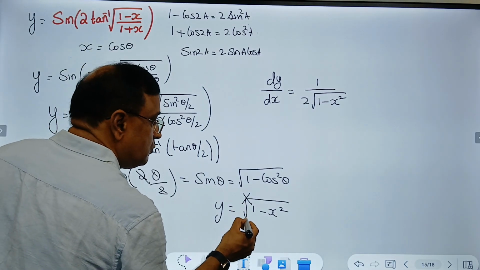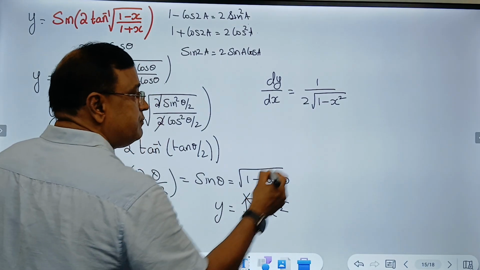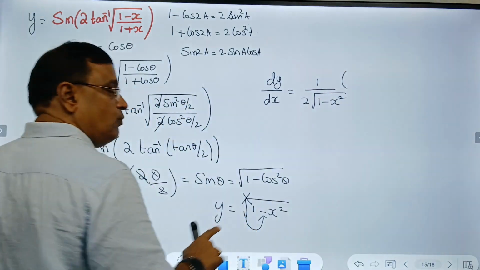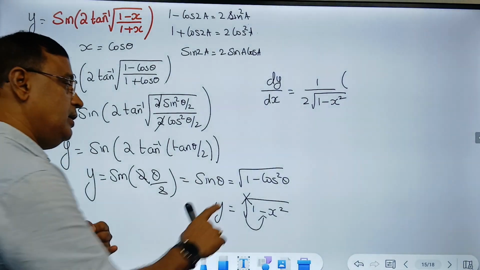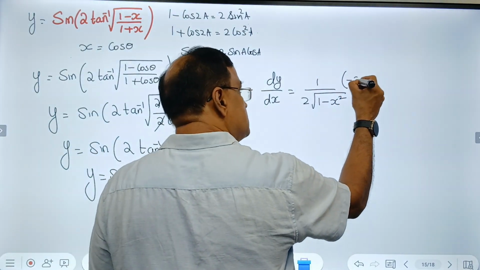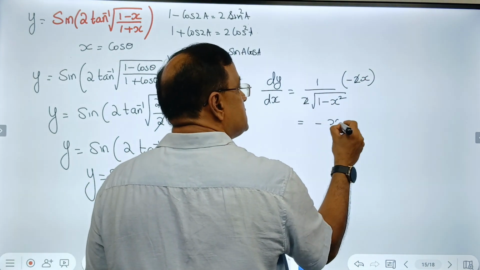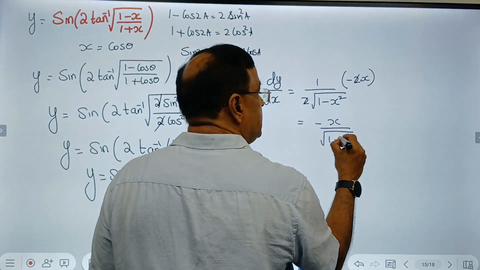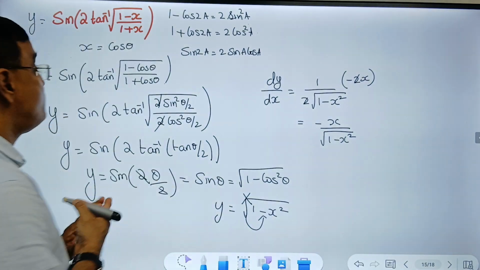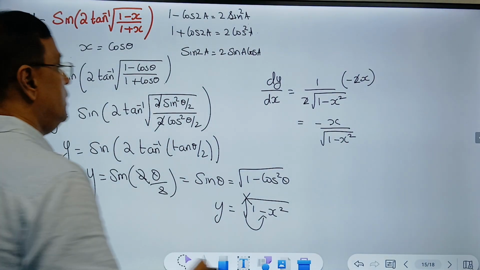After differentiating the root, I go inside. What do I see first? I see 1. Differentiation of 1 is 0. No need to write. Differentiation of minus x square will be minus 2x. So 2 and 2 gets cancelled. So you get minus x by root of 1 minus x square. Fantastic problem. Simple, isn't it?